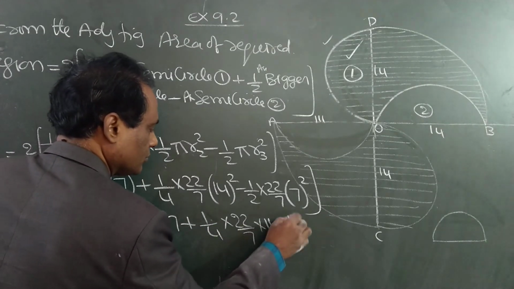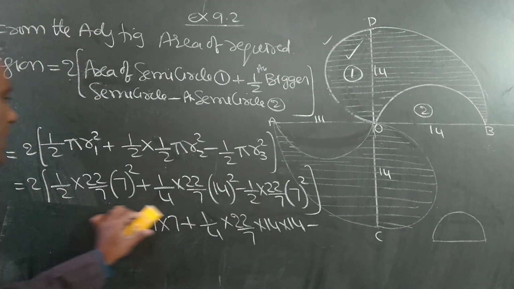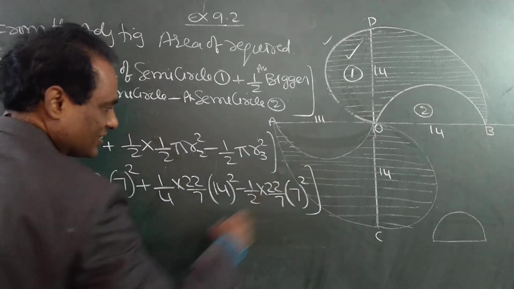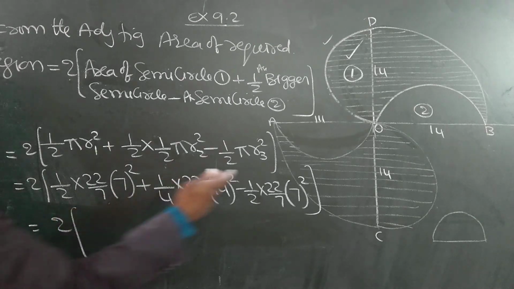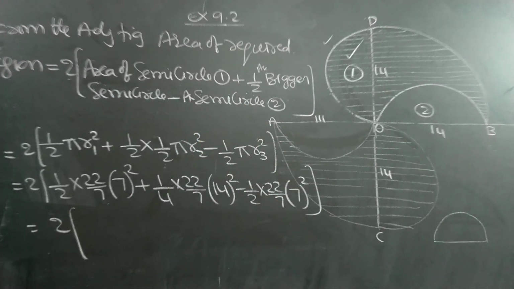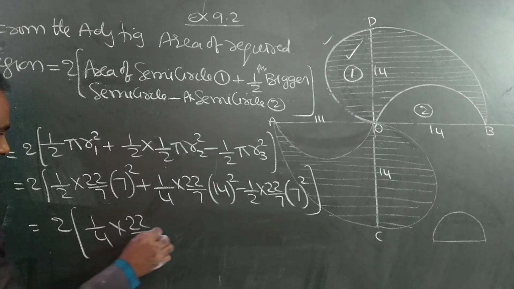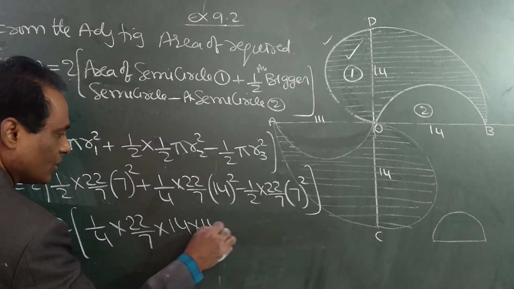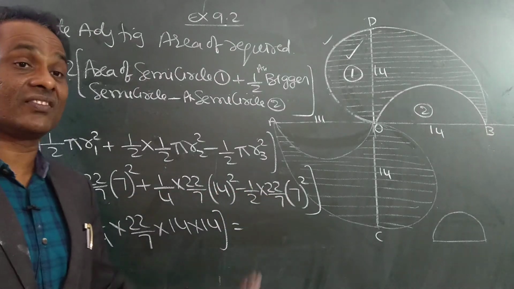14 into 14. Here also these two get cancelled. This and this cancel. No need of simplification. This first one and last one, this is plus, this is minus, so they cancel. Only the middle one remains. 14 square is 14 into 14. Do the simplification and get the answer.